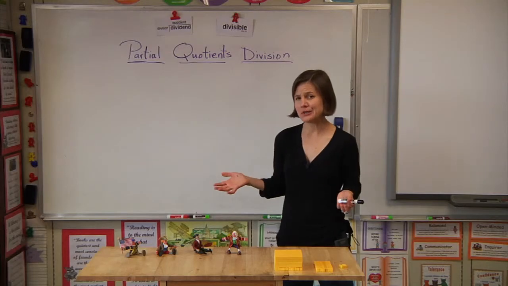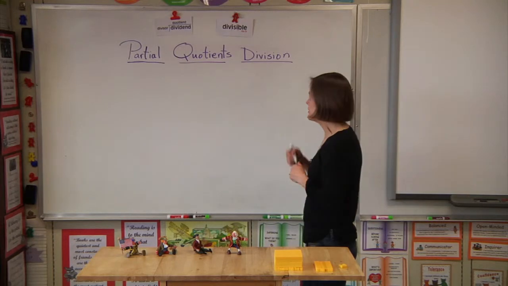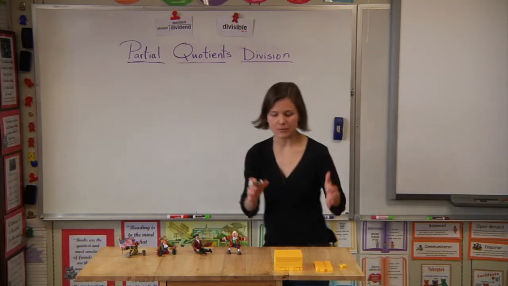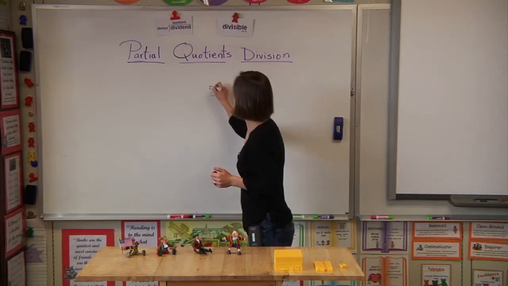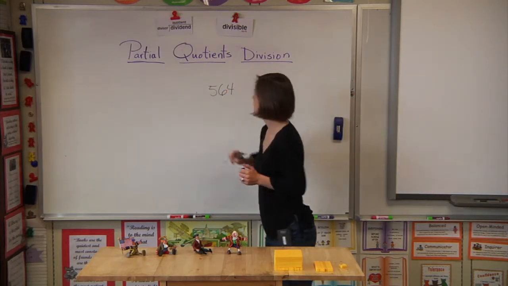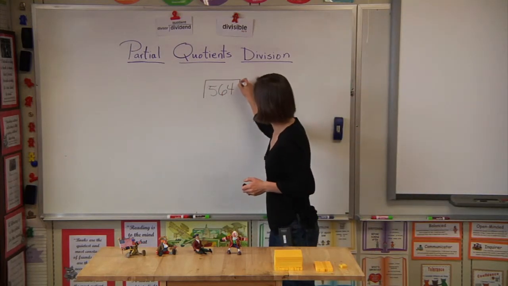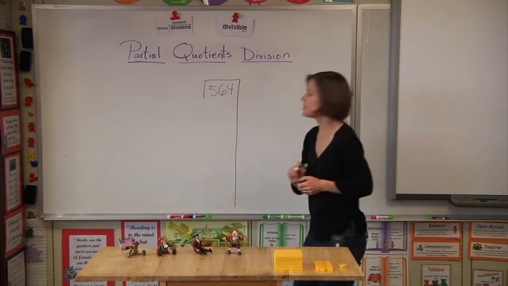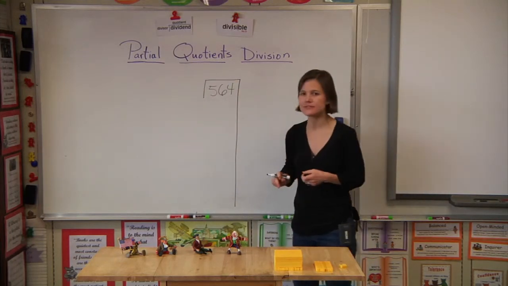So now I'm going to show you how to do partial quotients division on paper. So we've got our original number, which was 564. And we're going to make this into a division problem. You're going to draw what looks kind of like a hangman gallows, like if you were playing hangman with friends.